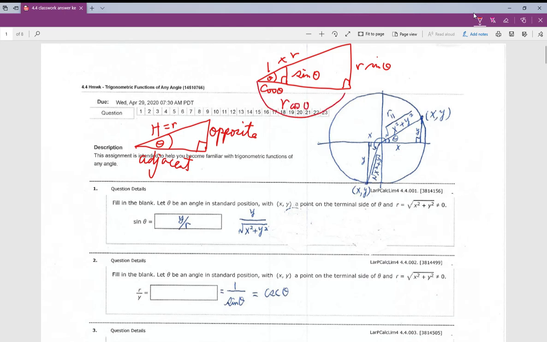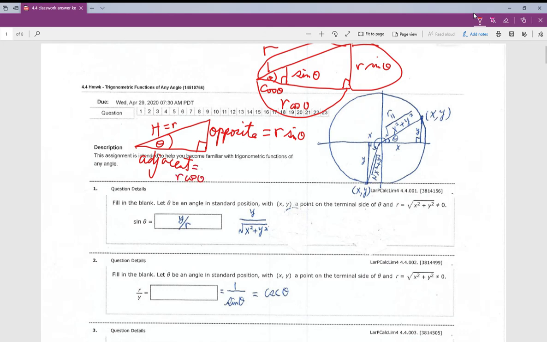So this will be r cosine theta. This will be r sine theta. This will be r, the whole thing will be r. So same thing here. If you have radius r, then the opposite side will be r sine theta. Adjacent will be r cosine theta.